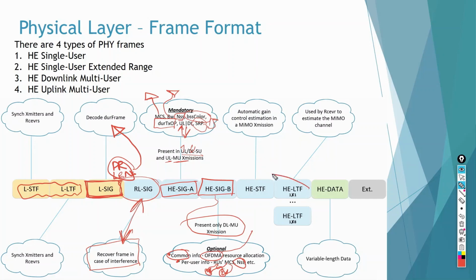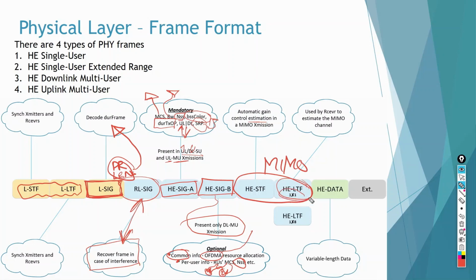The other two fields are similar to STF and LTF, but they have different functionality related to MIMO. And MIMO is actually a form of antenna diversity. We will talk about this later, but basically the short training field is used to estimate the automatic gain control in a MIMO transmission, as well as the LTF part is used by receivers to estimate the MIMO channels by the previous transmissions.